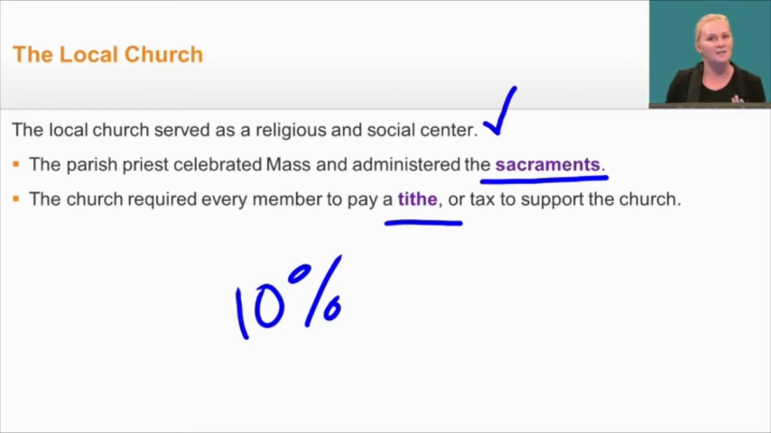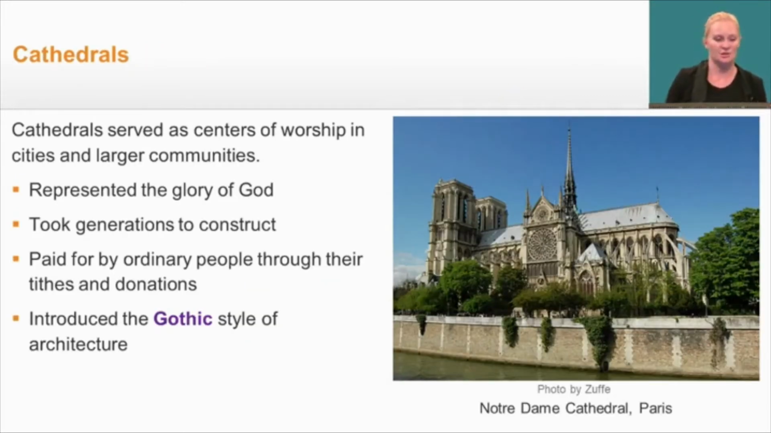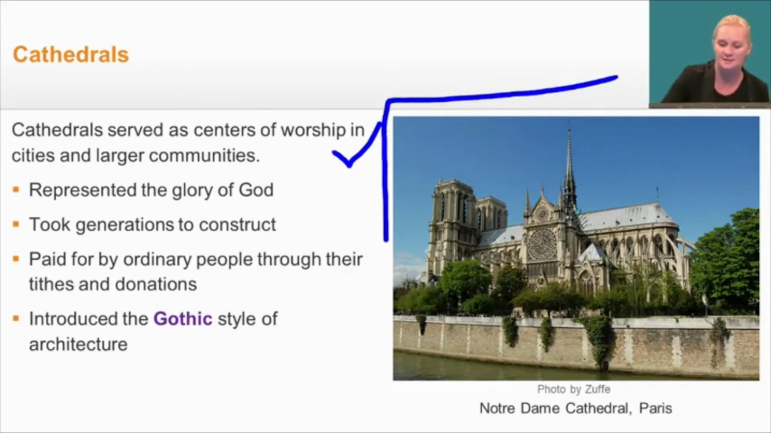And what these tithes went towards were things like building large cathedrals. Cathedrals served as centers of worship in cities and also large communities. They represented the glory of God. You can see this cathedral, which is still standing in Paris. This is the Notre Dame Cathedral. And you can see how grand and how large it is.